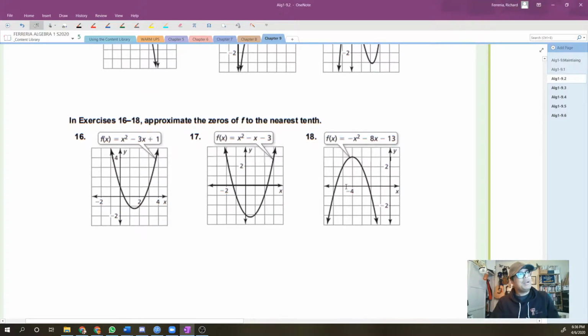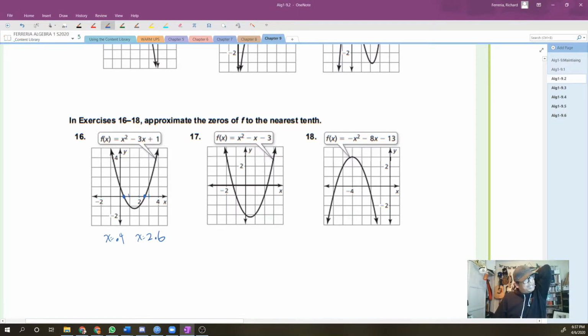And lastly, we're supposed to estimate these to the nearest tenth. Okay, let's do this first one. Let's see, somewhere between 0 and 1. It doesn't quite look like 0.5, so I'm going to say x equals 0.4. This is between 2 and 3, right here, and it's a little more than halfway, so I'm going to say x equals 2.6. Sure, we're just estimating anyways.